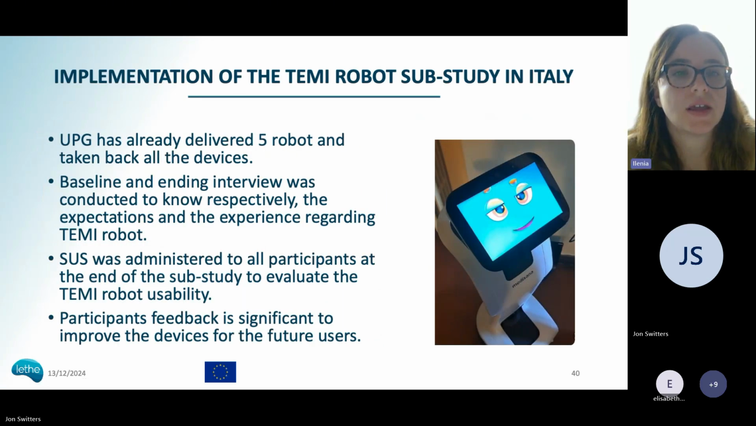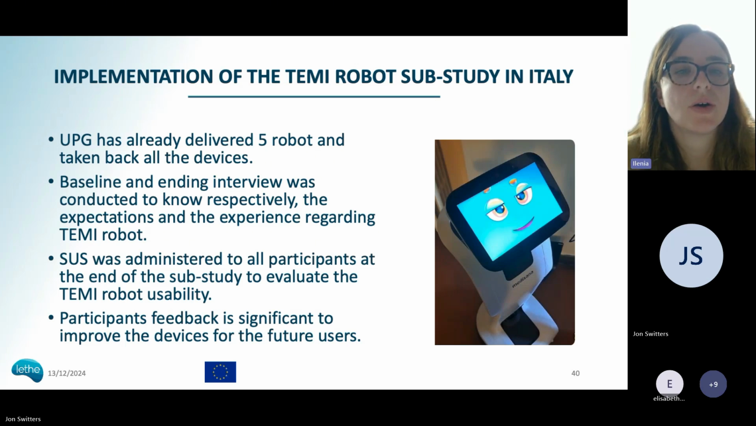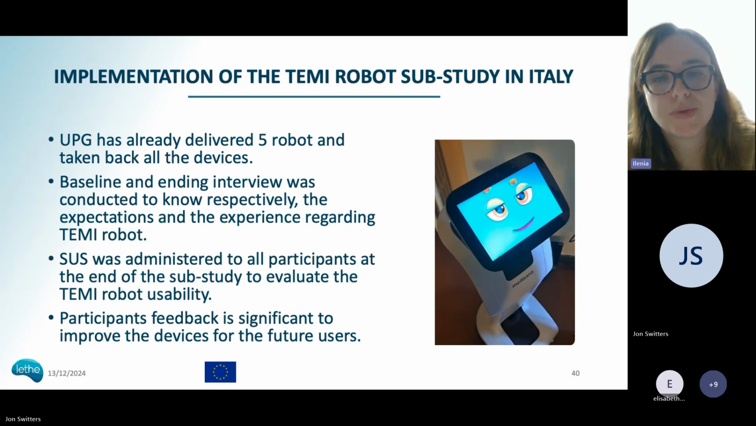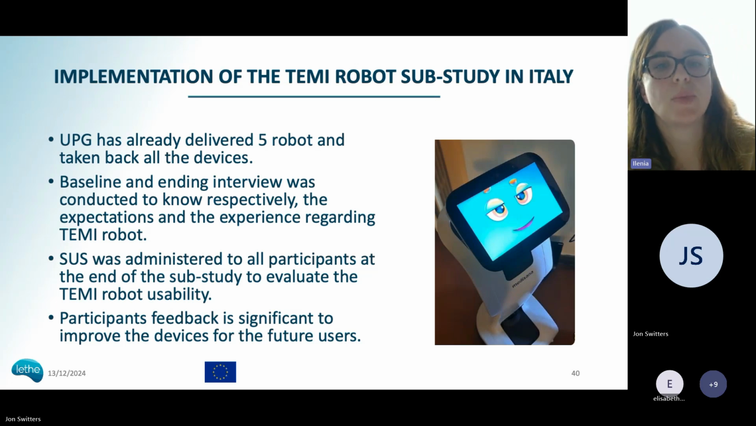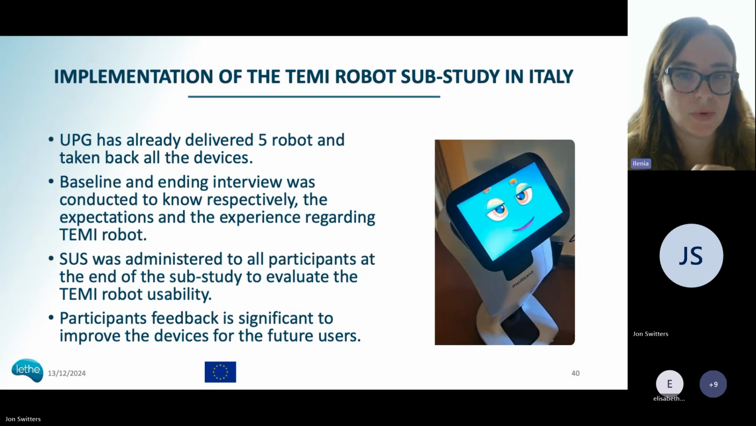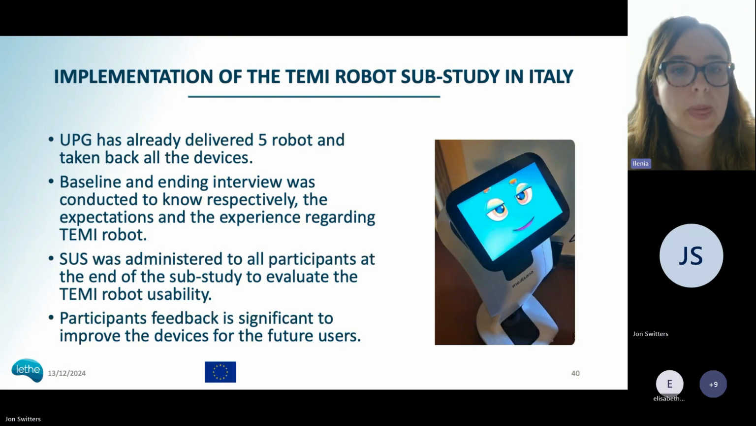At the moment, in Italy, we have already delivered the 5 robots and also taken back all the devices. Baseline and ending interviews were conducted, respectively, to evaluate the expectations in the baseline interview and to evaluate the experience regarding the Temi robot in the ending interview, at the end of the period of the 8 weeks.